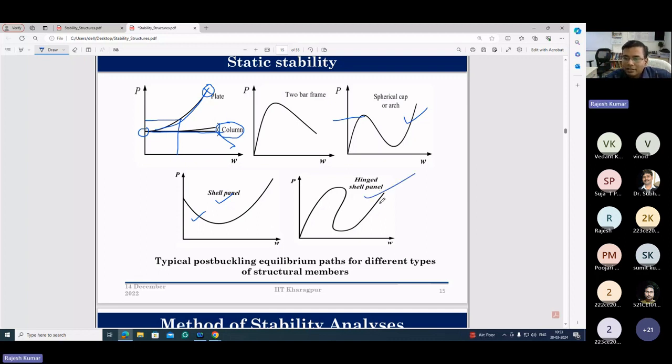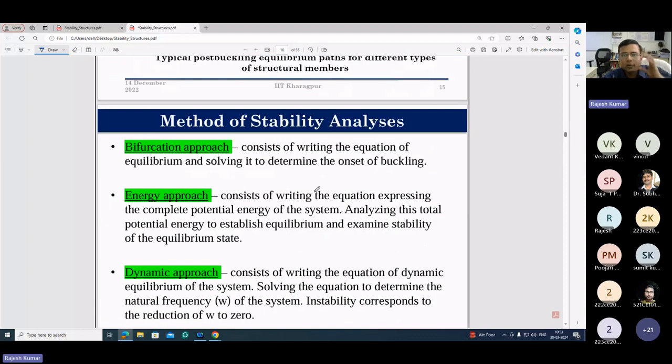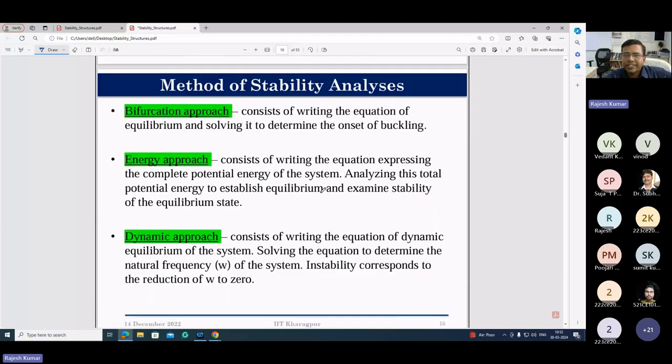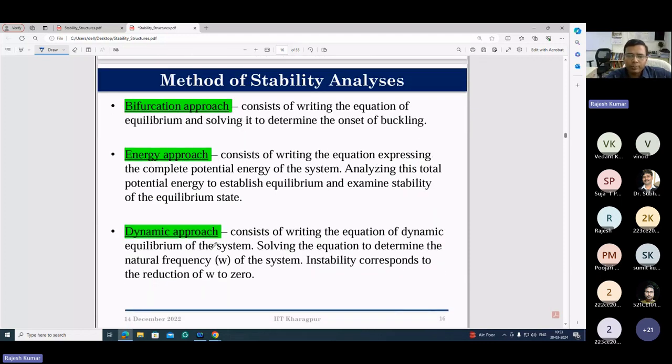This is the hinged shell panel. This we can plot by using the arc length approach. So the methods of stability analysis are the bifurcation approach, energy approach, and dynamic approach. There are 3 types of approach.